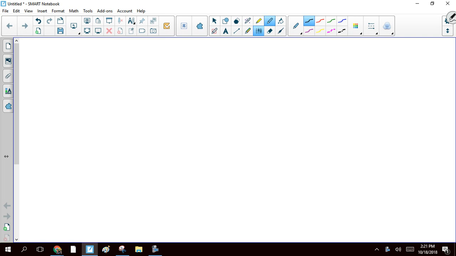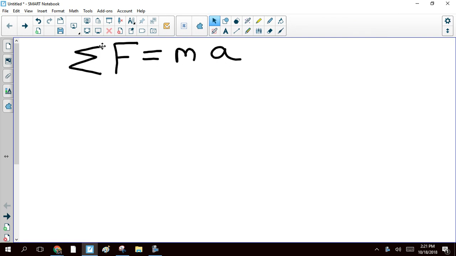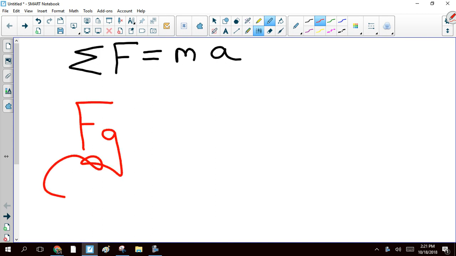Okay, so at this point, we've learned two equations that are very similar. Equation number one, Newton's second law tells us that the net force acting on an object can be calculated by multiplying the mass of the object by the acceleration of the object. And more recently, we have learned that you can calculate weight, the definition for which is force of gravity, by taking the mass of the object and multiplying it by the acceleration of gravity.